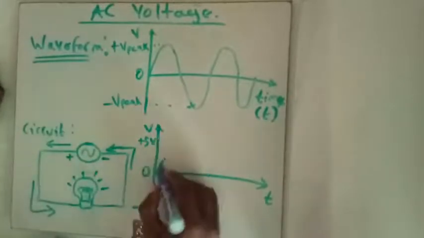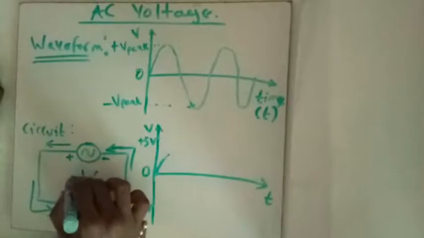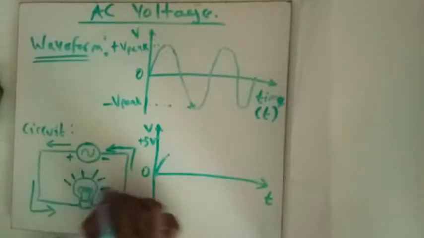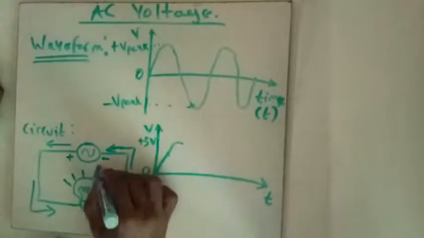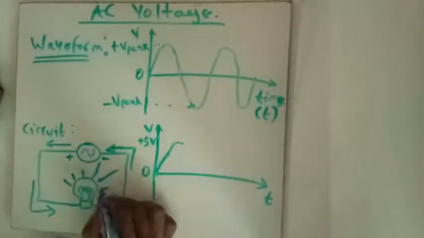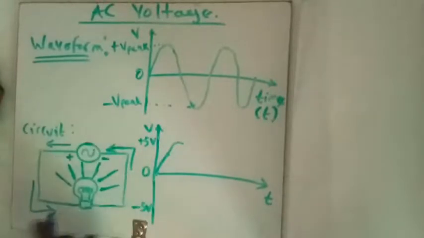It lights up as it's increasing. As we're increasing here, the intensity increases. It becomes brighter, and when it gets to V peak, when it gets here, it becomes very, very bright. The bulb becomes very bright because maximum current flows.